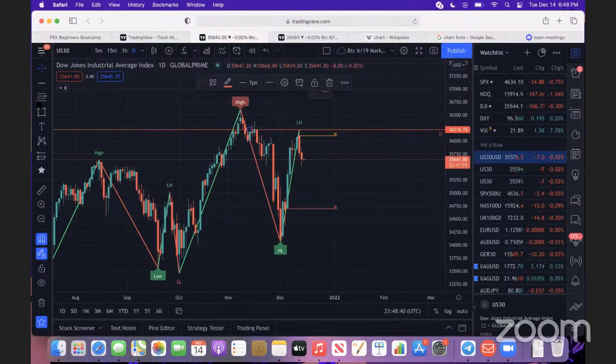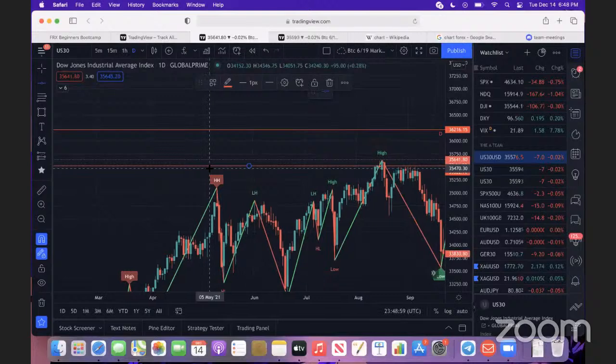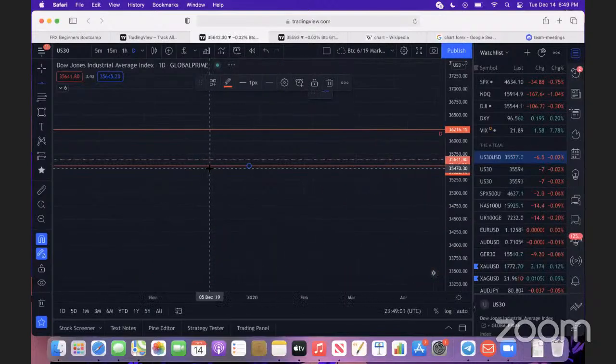All right. Let me draw this again. Here's the horizontal line. I've got my magnet tool and my staying drawing mode. I'm just going to pull down in this area to find it. You see how it's snapping? It's snapping to a particular point, right? That's letting me know right here is another support and resistance zone. Look at that. If I scroll to my left, this is all time high.